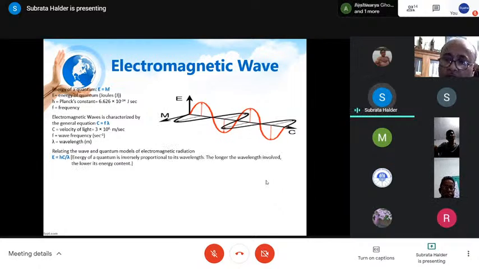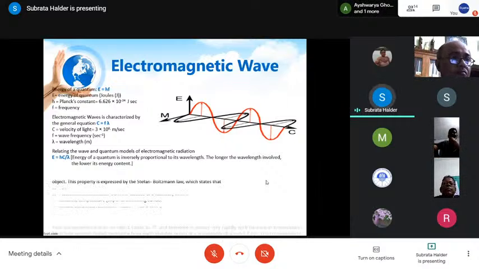Combining these two equations, we get E = hc/λ. That is, the energy of a quantum is inversely proportional to its wavelength. The longer the wavelength involved, the lower its energy content.